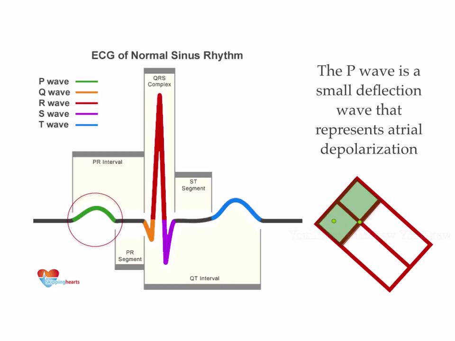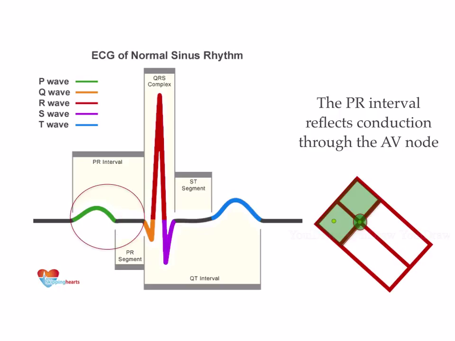On our EKG, the P wave is going to represent atrial depolarization. This can be seen as a small deflection wave and the initial wave in the EKG complex. So next we have our PR interval, and this essentially represents the conduction through the AV node. As you can see from the image on the screen, the PR interval begins at the beginning of the P wave and terminates at the beginning of the R wave.